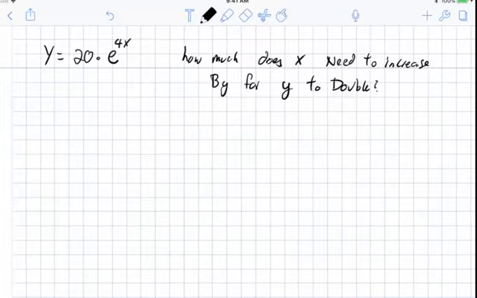The chief feature about exponential graphs, regardless of the base, is that they always take the same amount of space to double, or triple, or quadruple. If you increase x by a set interval, the value of y will always increase by the same multiple, no matter where you are on the curve. So how do we figure that out? Dig it. What we're going to do is we're going to say, okay, so there's some initial value of x and some initial value of y. Y initial is equal to 20 e to the 4x initial. There's going to be some final value of x and some final value of y.